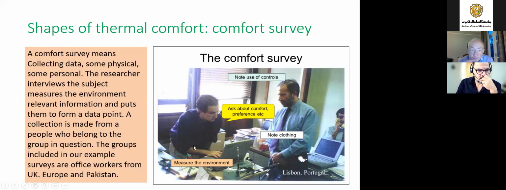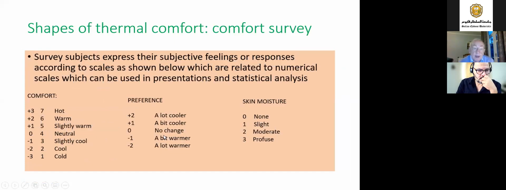And what we're going to do is to look at what the results from these surveys tell us about the people who are being measured. So these are the sort of subjective things you might ask.